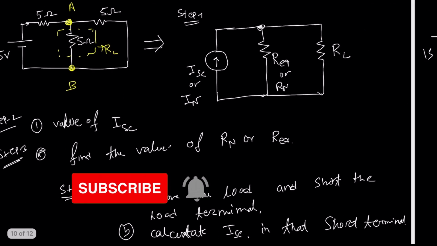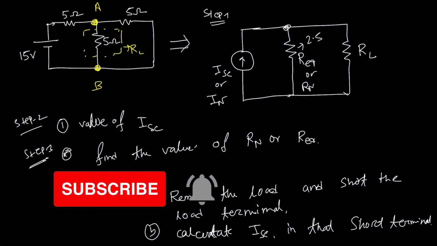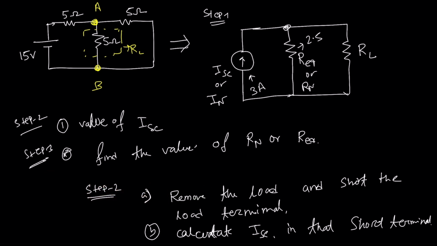Okay. Now just replace this one. Then we can write down this is 2.5 and this is what? 3 ampere, right? And the value of load resistance is 5 ohm. So we can write down IL will be 2.5 divided by 7.5 multiplied by 3 ampere. Then we will get 1 ampere.